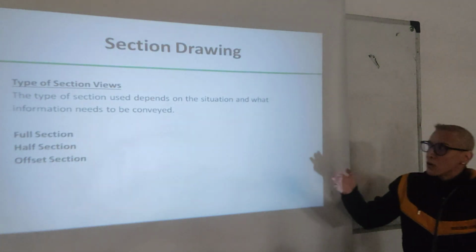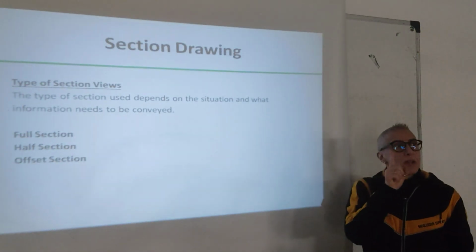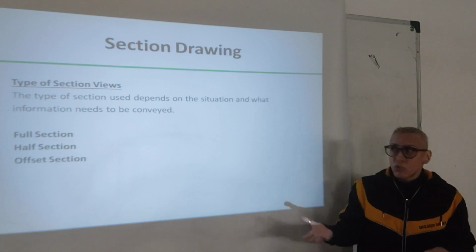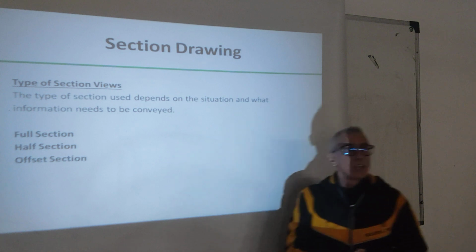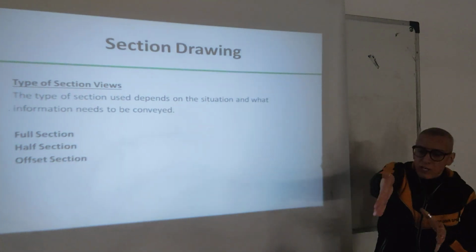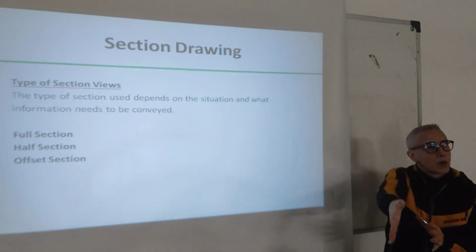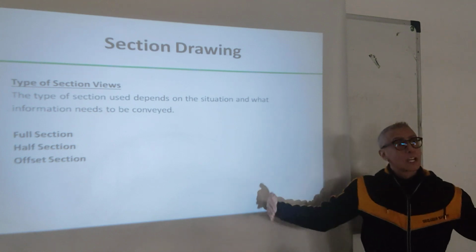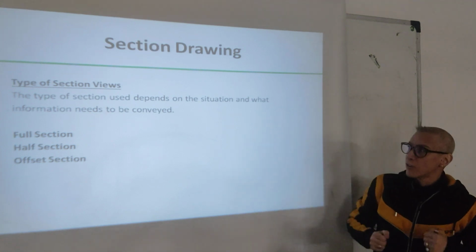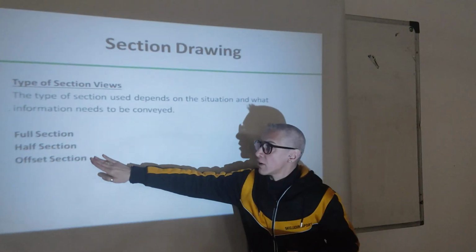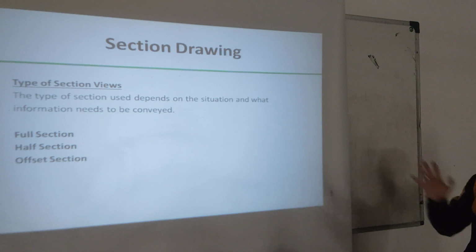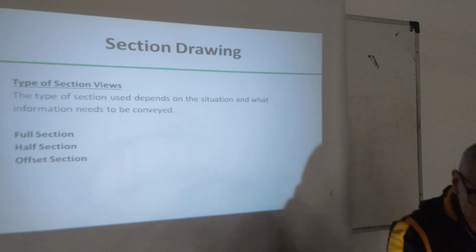Now, until now, we looked only at one type of section view, which is the most common one used, which is the full section. So you have an object, you're cutting it through fully, from one side to another, like this, but it needs to be fully cut, okay? So full section. We also have half section and offset section views for different needs, and we will see examples.